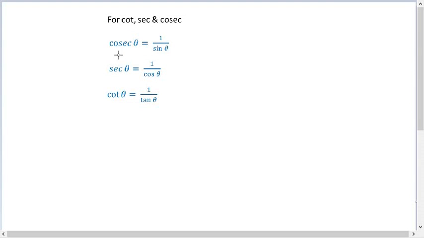Always remember this basic. Cosec equals 1 upon sin, sec equals 1 upon cos, and cot equals 1 upon tan. It means these are the reverse. Reverse of sin is cosec. Reverse of cos is sec. Reverse of tan is cot.